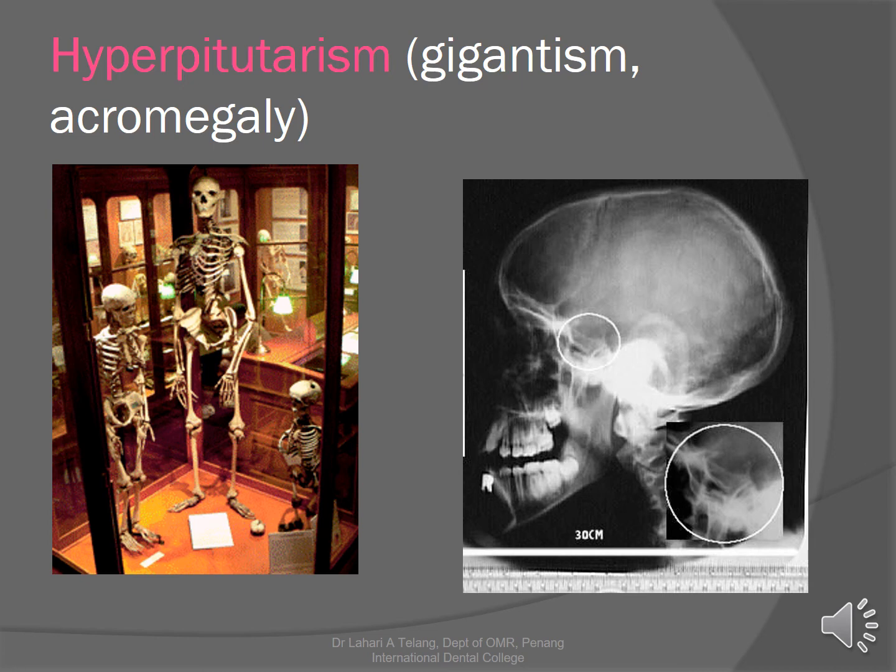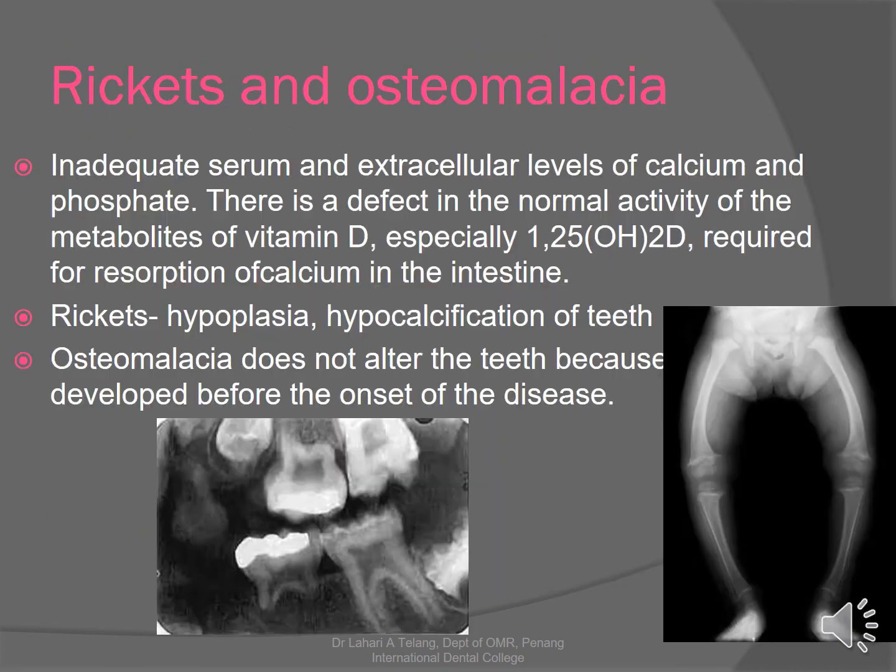Hyperpituitarism leads to gigantism and acromegaly. You're seeing an example. I think this is a picture from a museum which shows you the size of a person who's having acromegaly, and the jaw size is larger. In the picture, the circle is pointing towards the larger size of the sella turcica as well.